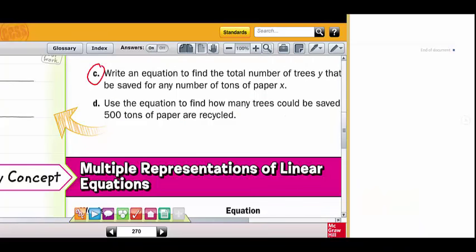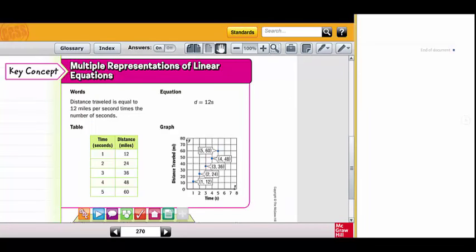Please press pause and do letters C and D. Okay, the next thing we need to do is put this concept on your gold sheet. This is something that I believe you're already quite familiar with because we talked about this multiple times in class.